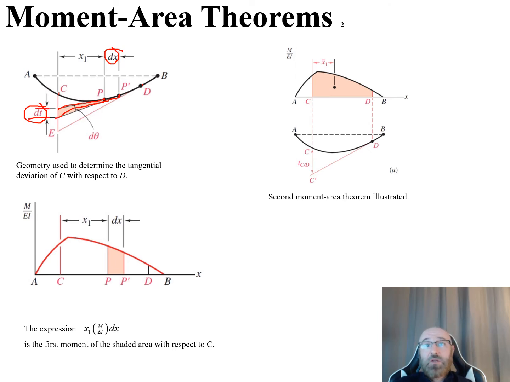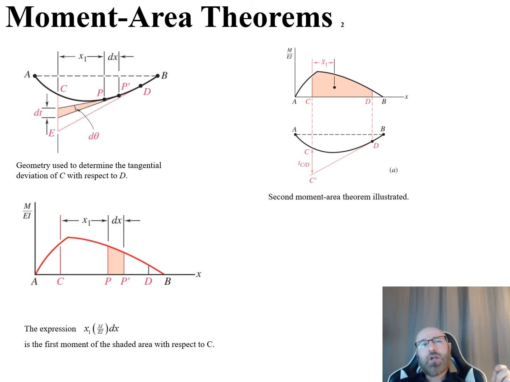Now, since the slope θ at P and the angle dθ formed by the tangents of P and P prime are both going to be small quantities, then our dt over here is going to be assumed to be equal to the arc of the circle of our radius x1.